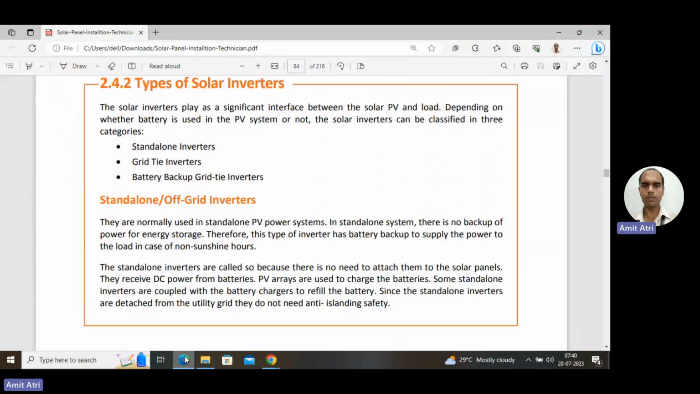Since standalone inverters are detached from the utility grid, they do not need anti-islanding safety. Okay, now this anti-islanding safety corresponds to our next type, that is the grid tie inverter.